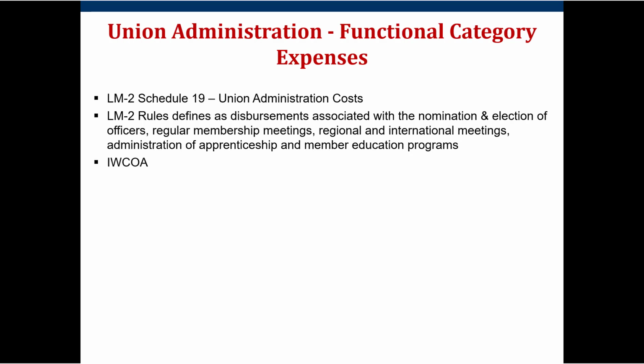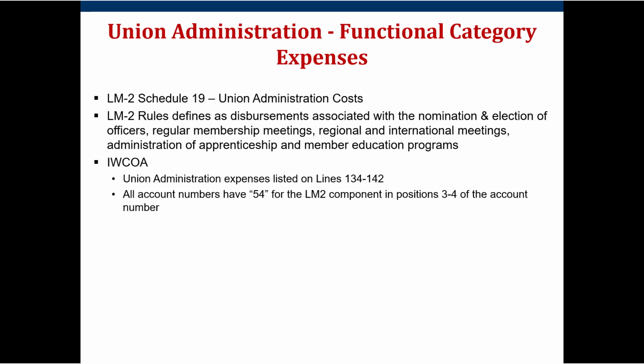Our chart of accounts has union administration expenses listed on lines 134 through 142, with the number 54 as the LM2 component of the account number in our chart of accounts. Accounts that we have included under union administration costs are election costs, negotiation costs, and insurance.